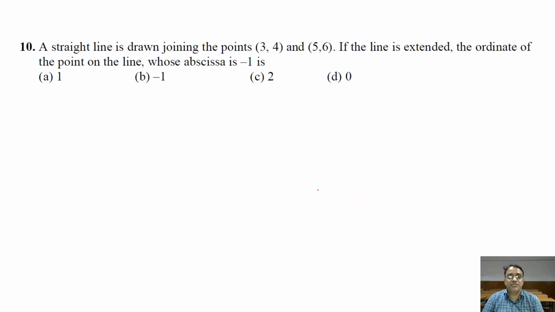Now we are moving toward question number 10. A straight line is drawn joining the points 3, 4 and 5, 6. If the line is extended, the coordinate of the point on the line whose abscissa is -1 is dash. Very good question. Understand the question first. Suppose this is the point A and B. Point A is 3, 4, and point B is 5, 6. Now I am extending it up to here.